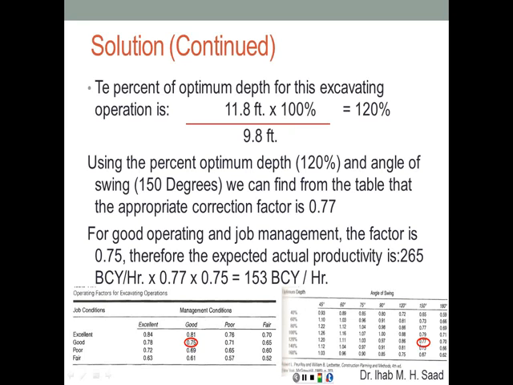For good operating and job management conditions, the factor is good, and good is going to be 0.75. Therefore, the actual productivity is going to be the optimum, which is 265 bank cubic yards per hour, times 0.77 times 0.75, and that gives 153 bank cubic yards per hour.